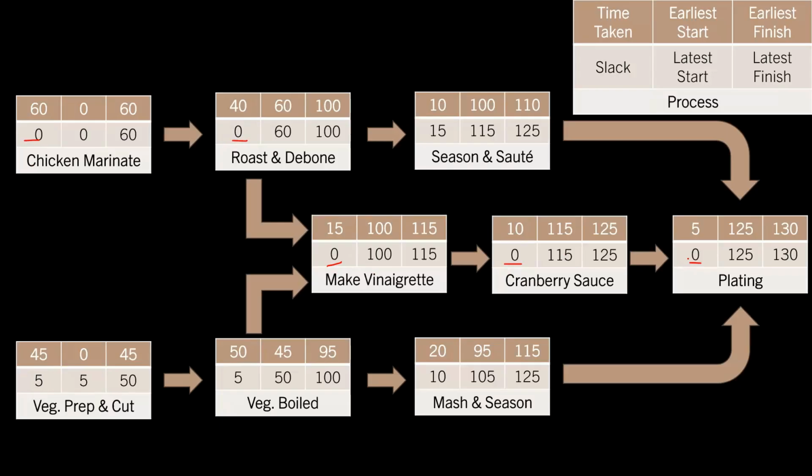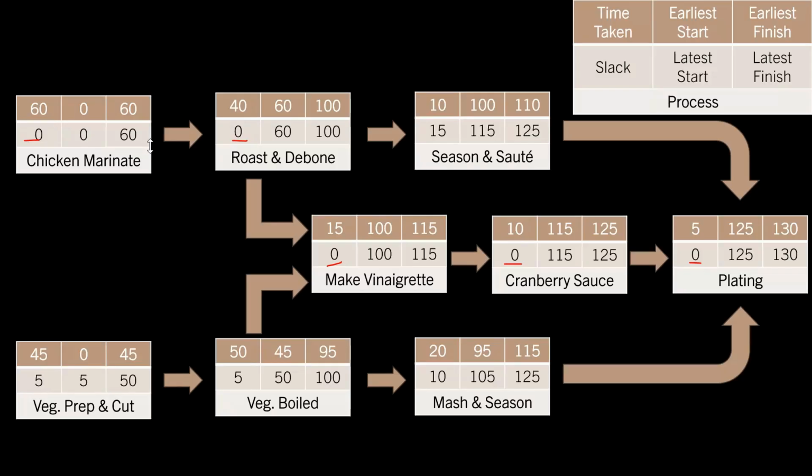See, in this particular case, in the making of this particular dish, if the seasoning and sorting gets delayed by even 15 minutes, say the chef goes to the restroom and spends about 15 minutes there and then comes back to season and sort, still the dish will be served to the customer on time. But if the vinaigrette is even 1 minute late, if the cranberry sauce is even 1 minute late, if the deboning is even 1 minute late, absolutely right, Prita, then the entire deliverables duration gets delayed.